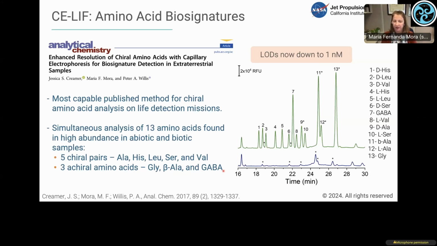So we look at the most abundant and we can separate them and we can detect them at low nanomolar levels. So this is extremely capable, and we are expanding the compounds that we can analyze with this method, and we're gonna report that soon.